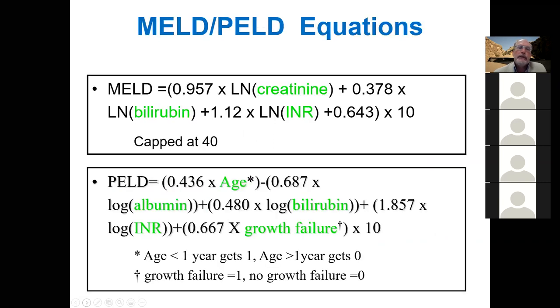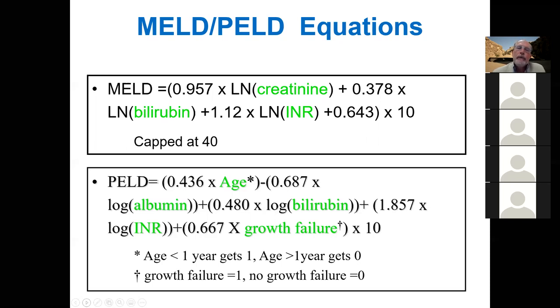MELD, M-E-L-D, model for end-stage liver disease. You plug in the creatinine, bilirubin, INR, and now you'll plug in a sodium, you'll get a sodium MELD score. That will tell you how sick the patient is. It goes from 6 to 40. A 6 is in good shape. 15, those patients need to be thought of as a liver transplant candidate, potentially. 25 to 30 range, they should be at a transplant center if they're a transplant candidate. Very simple rules with MELD.